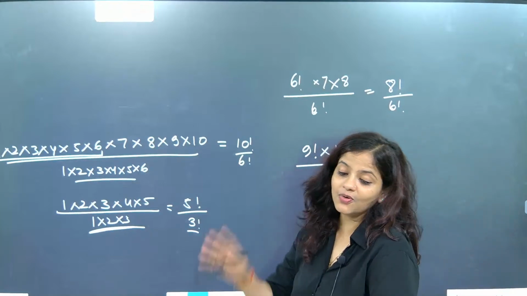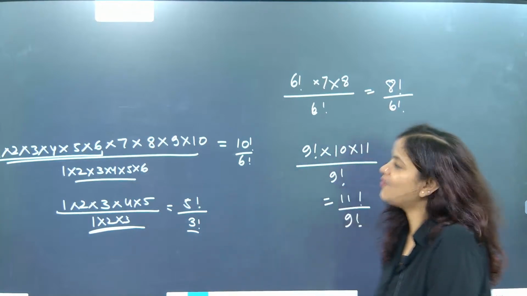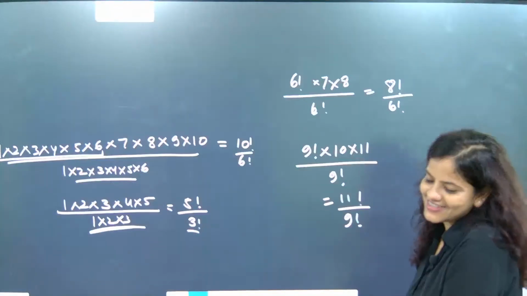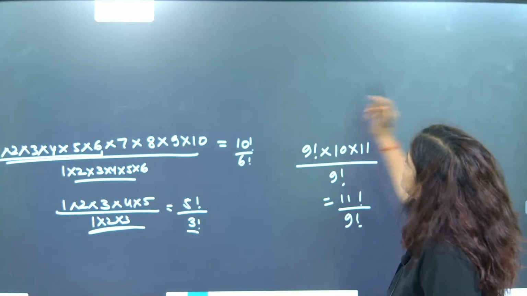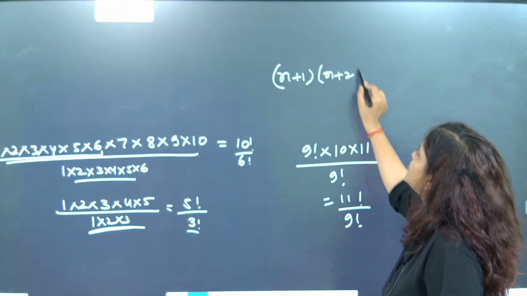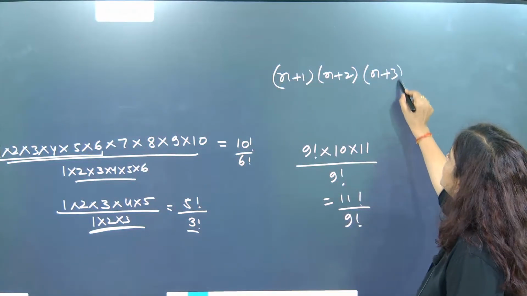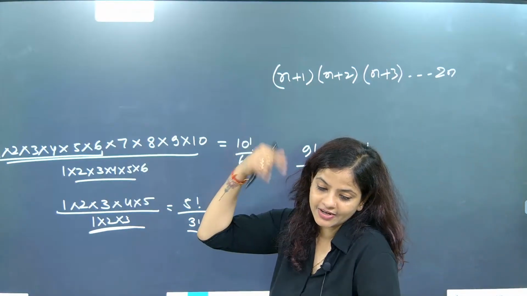So now we will do one small work. Now our work is actually increasing. So now what we are going to do is, shall we start? Now the question is n plus 1, n plus 2, n plus 3 till 2n. Now what are you going to multiply in numerator and denominator?